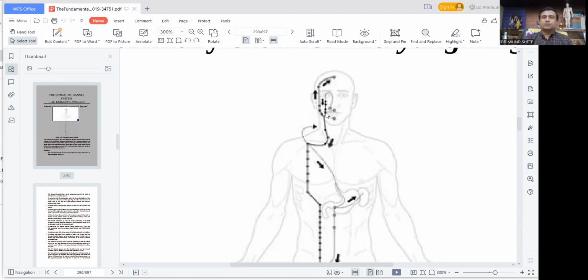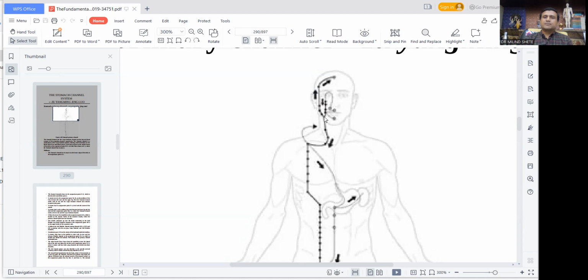Then from here it goes to the lateral corner of the mouth, ST4, then ST5 at the angle of the mouth, from where it divides into two branches, one going upward and one downward. The upward branch, from the anterior aspect of the ear, meets the Sanjiao or triple burner meridian here, as well as gallbladder 3, 4, 5, 6, and it travels medially and meets the GB24 point and meets the governing vessel meridian here.